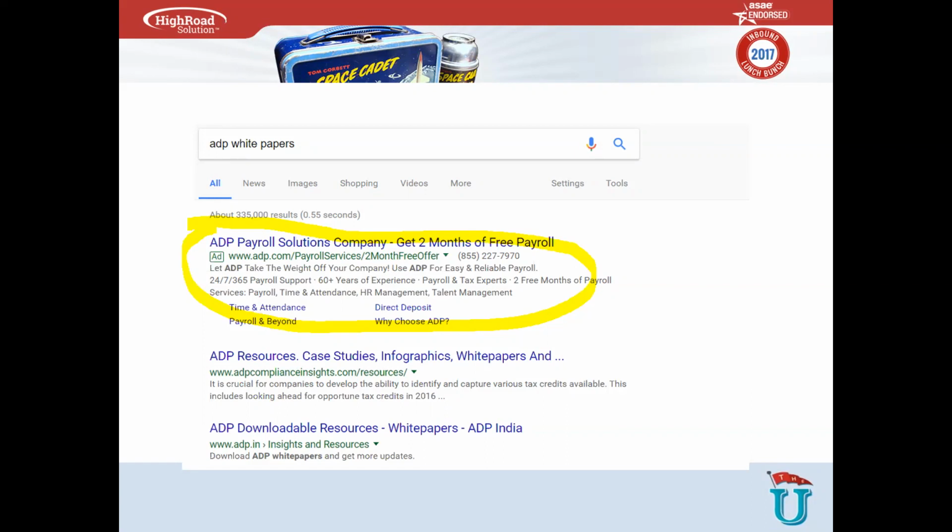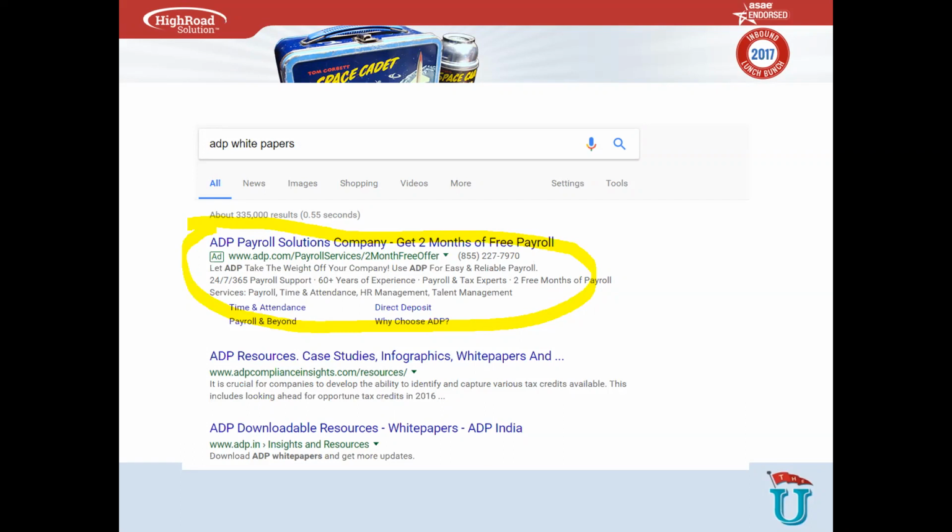They're leading with it. They're like, here we are. We've got a bunch of white papers. We're exposing ourselves. If you want to try us for 2 months of free payroll, go ahead and click on this. If you don't click on it, that's okay. No problem. This is business, nothing personal. But go ahead and click on it, and we'll find out.